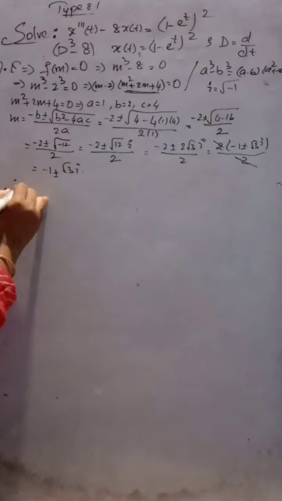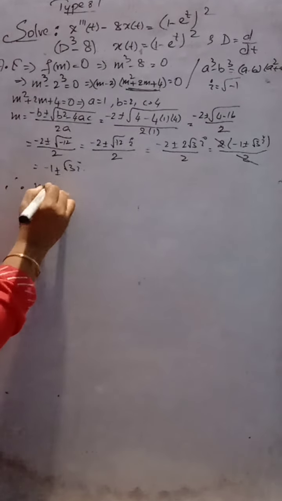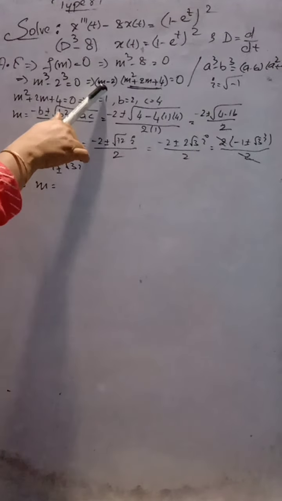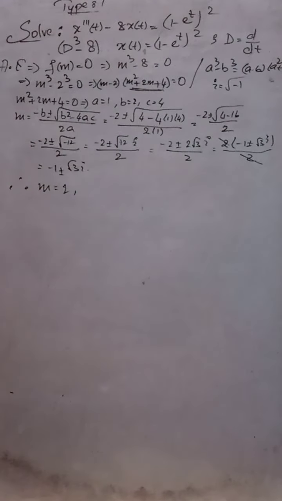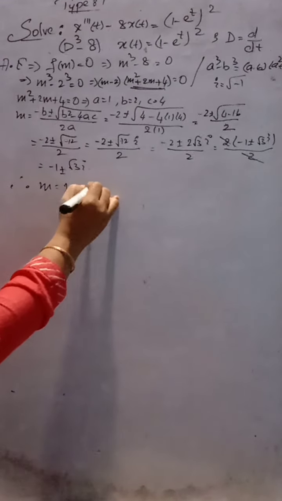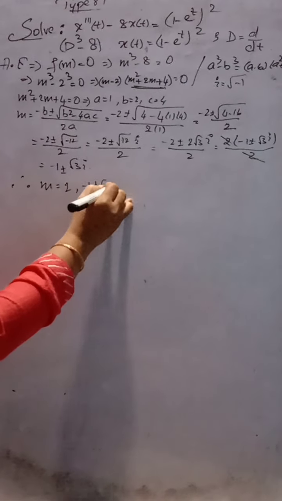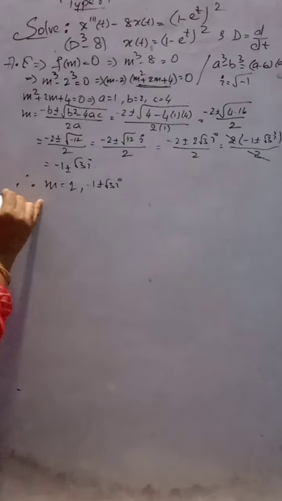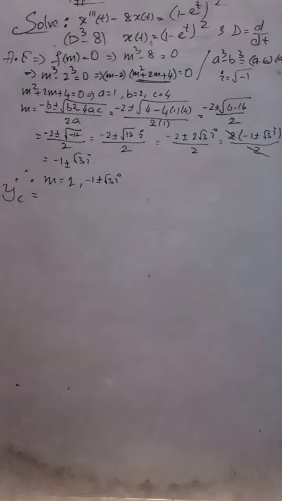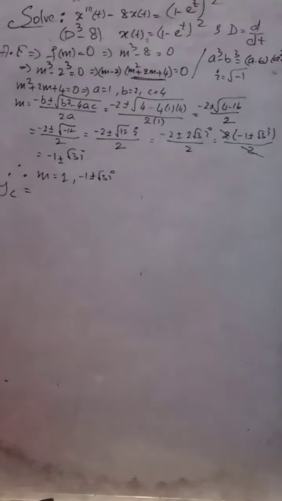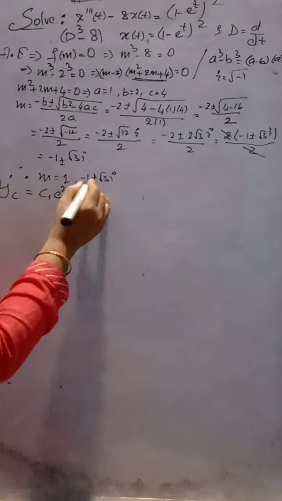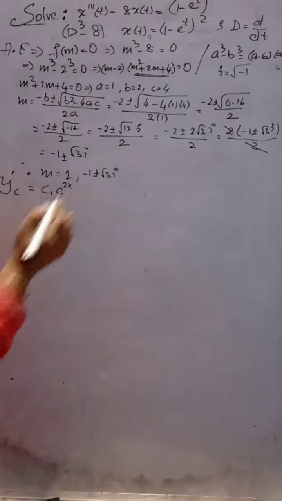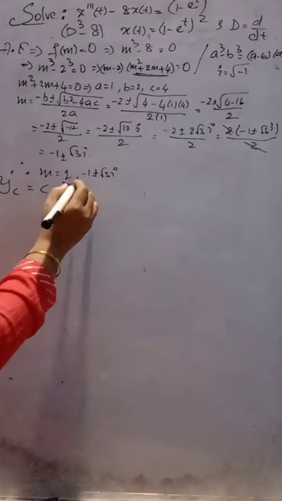Therefore, what are all the roots for m? First root, put m minus 2 equal to 0, you get m equal to 2 as the first root. And the second and third roots are given by this complex form. Okay, so write the yc part of it now. Yc is equal to, this is a unique root, so c1 e to the power 2t, and this is a complex form where minus 1 is the real part and root 3 is the imaginary part.